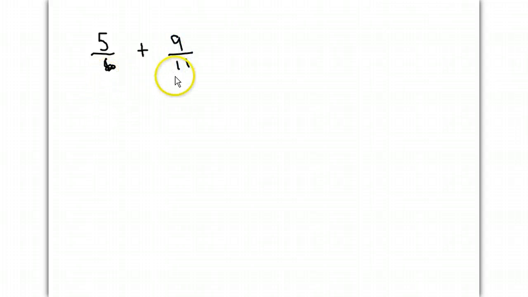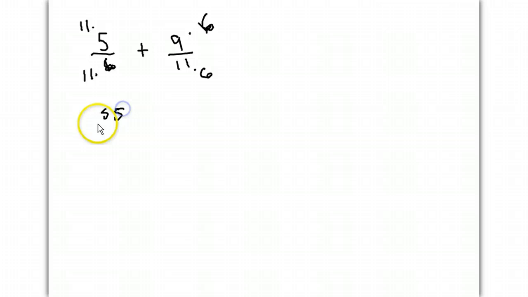Let's try again. Let's say we have just a random number, 5 divided by 6, and we want to add that to 9 divided by 11. So the common denominator of 6 and 11 is 66. To get 66 on the bottom of the first one, you multiply top and bottom by 11. To get 66 on the bottom of the second one, you multiply top and bottom by 6. So what you will end up having is 55 over 66, and that's added to 54 over 66.